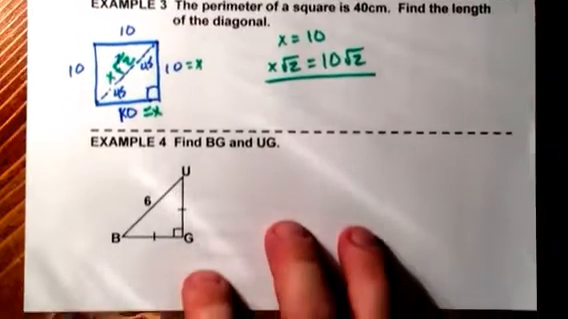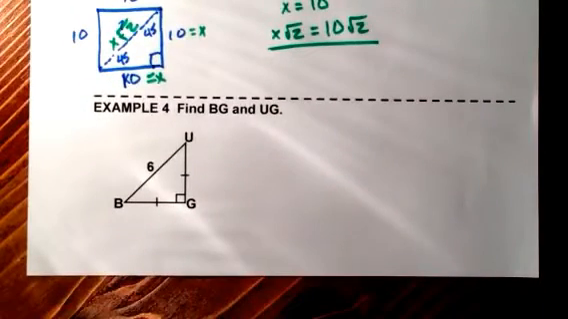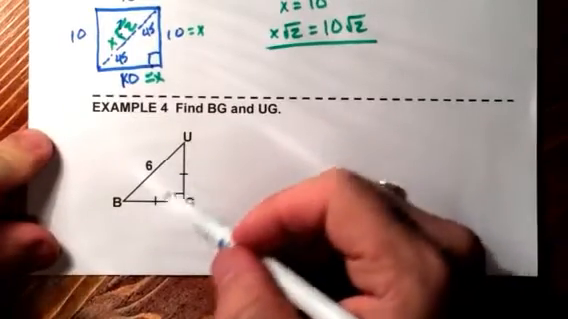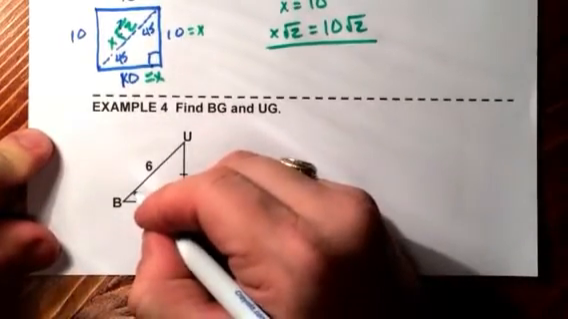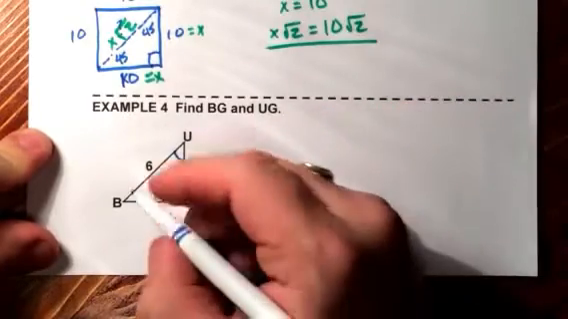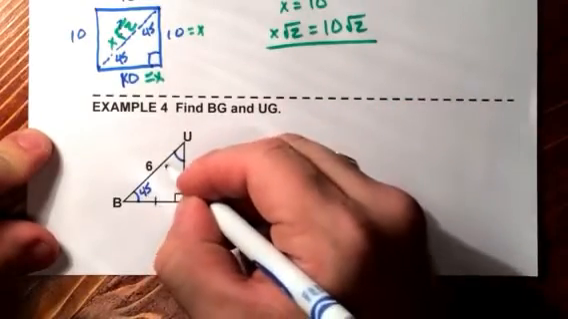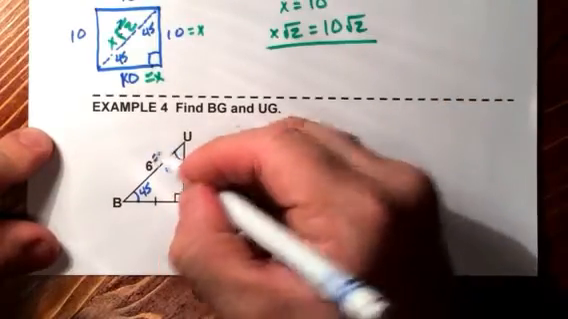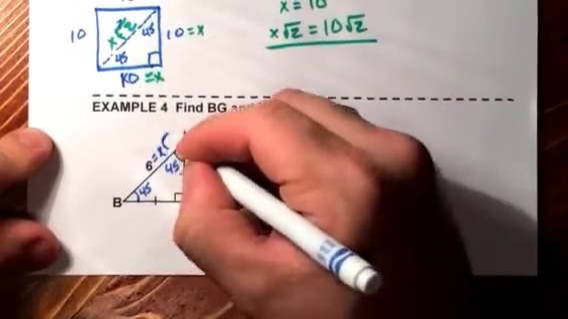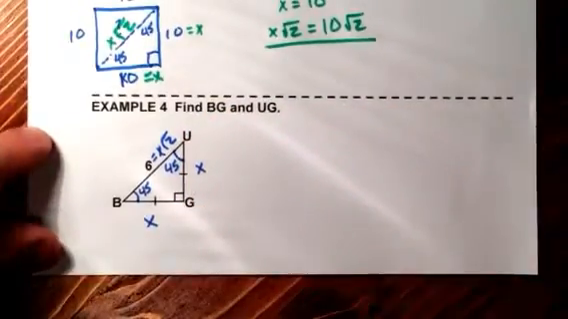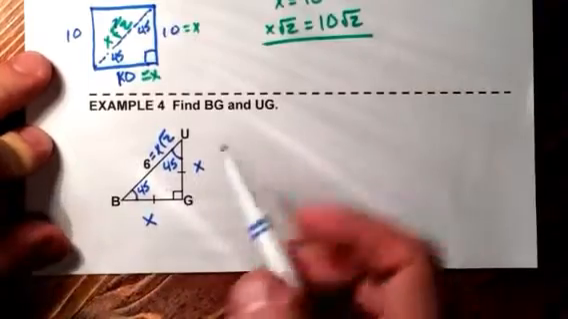Example number 4. This time they haven't given us any words to look at. Instead, they've marked two sides as congruent. The benefit for us is we know since the sides are congruent, the angles must also be, which makes it a 45, 45, 90. So 6 is our hypotenuse, which is x radical 2. UG and BG are both x. So they want to find both of those.